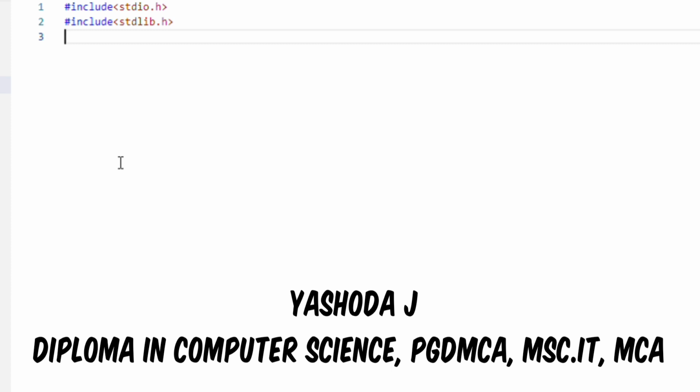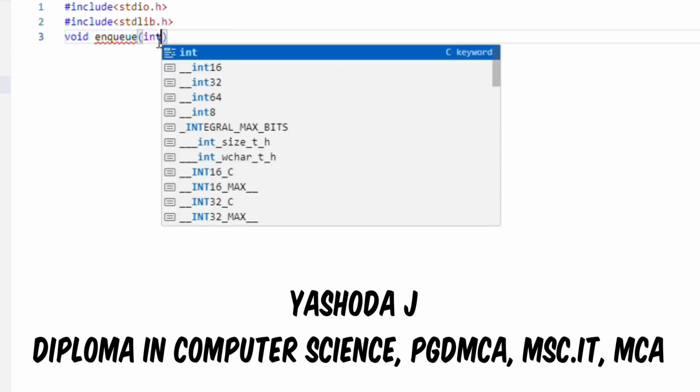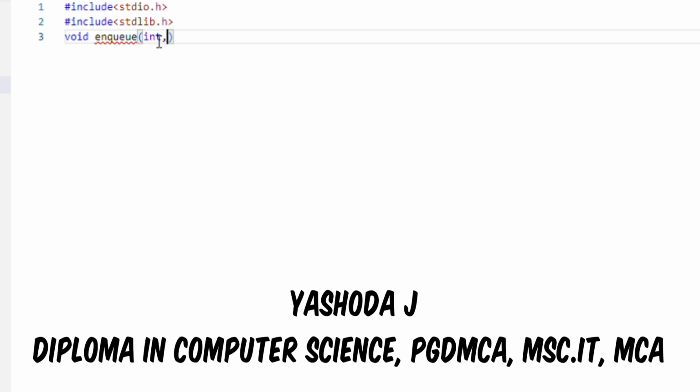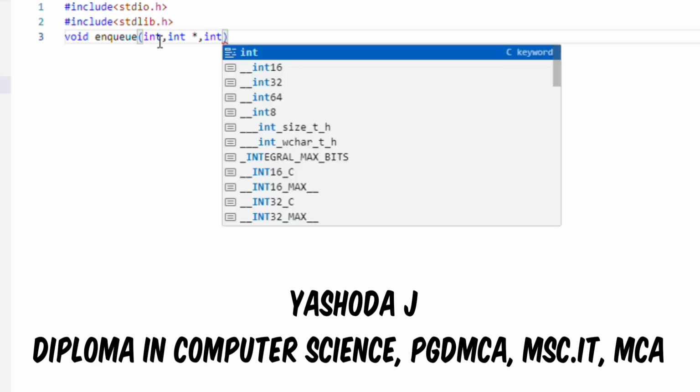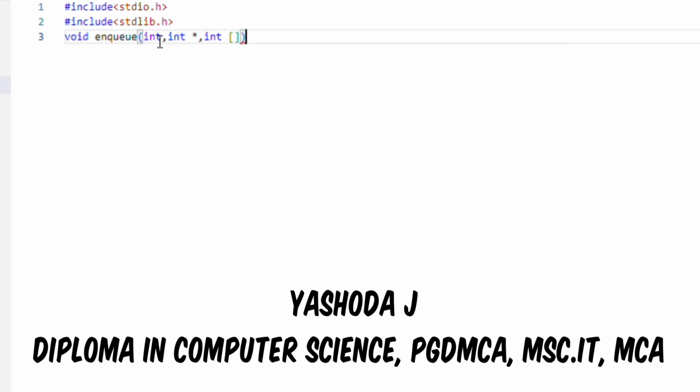So initially we need to include the header files. So we have stdio.h and stdlib.h. Then let us declare the functions, that is the enqueue function. So enqueue with the arguments. So we have the first argument integer, then we have integer asterisk, that is the pointer is used, and we have the integer array. So this is the enqueue function declaration.